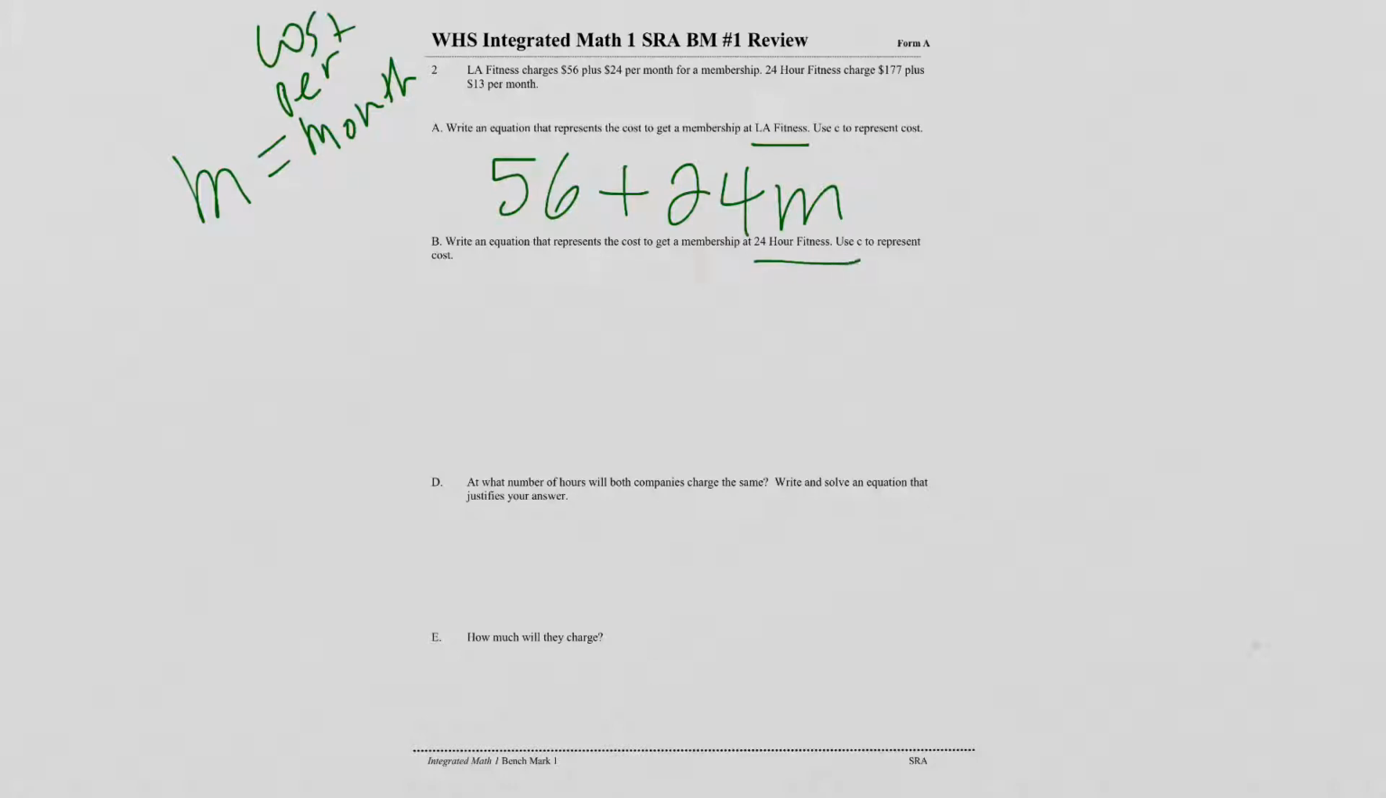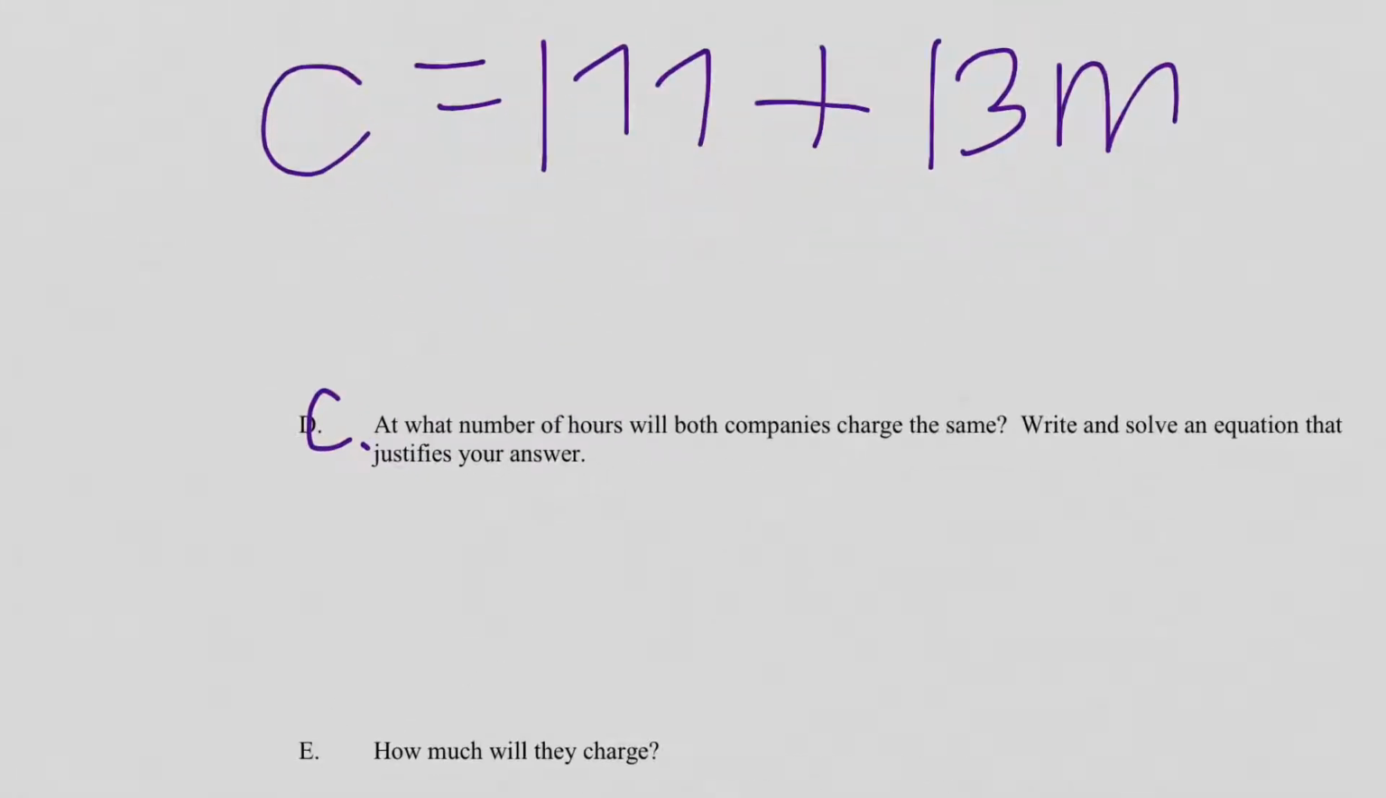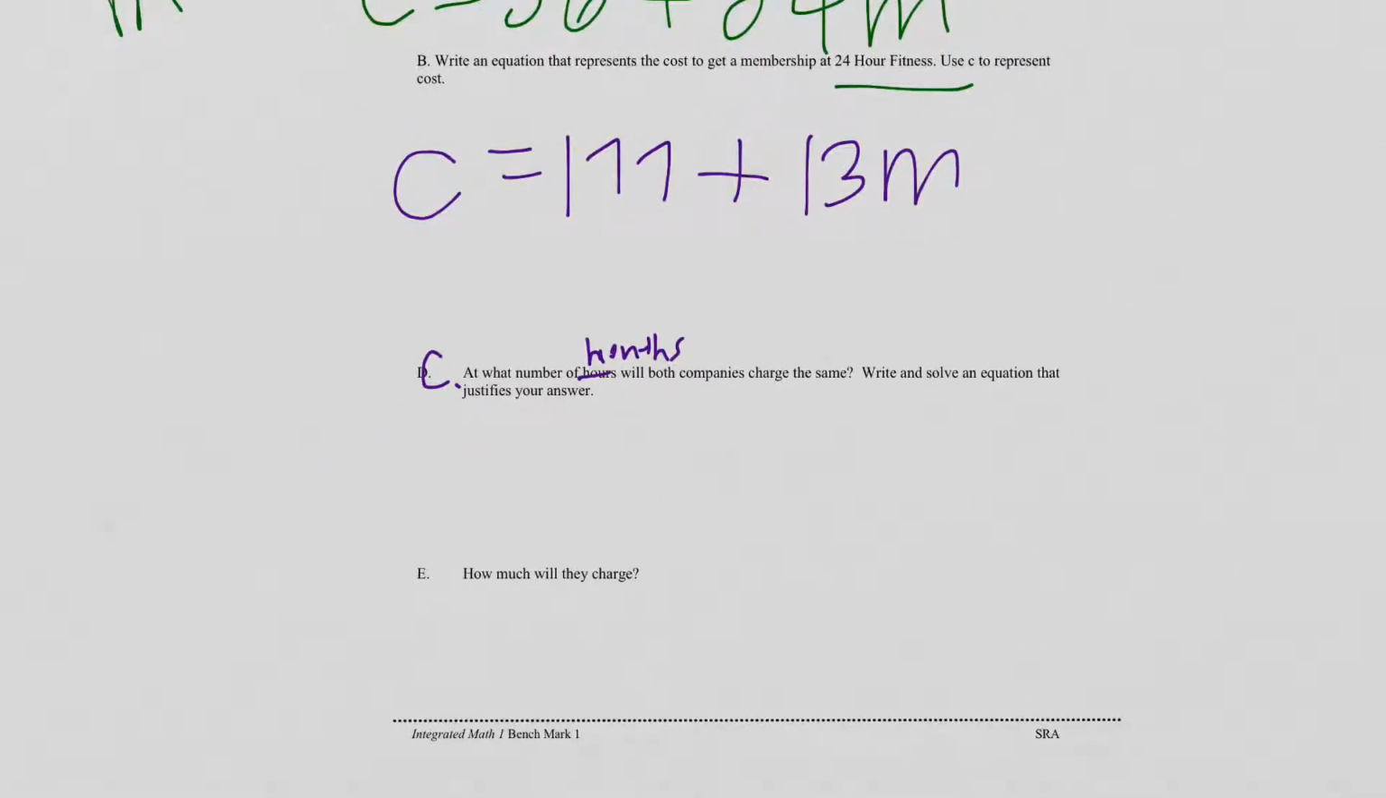Now I have to write an equation for LA Fitness. They want me to use C for cost. So cost equals $56 plus 24M. Now I have to write an equation for 24-hour fitness. So cost equals 177 plus 13M, where M is the cost per month. Part C says, at what number of hours? It's not supposed to say hours, it's supposed to say months. There's a typo. In how many months will both companies charge the same?